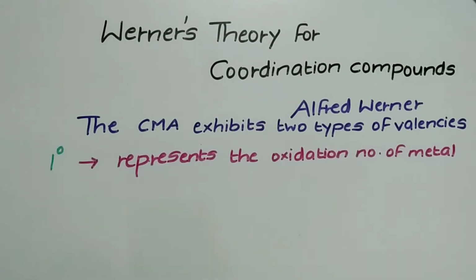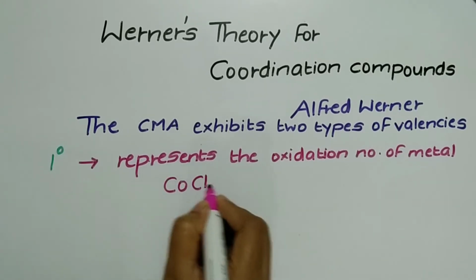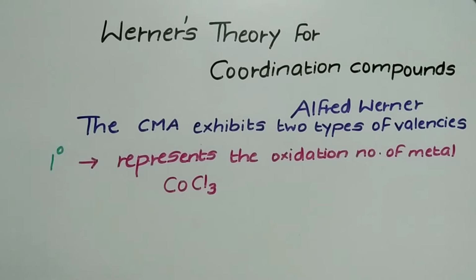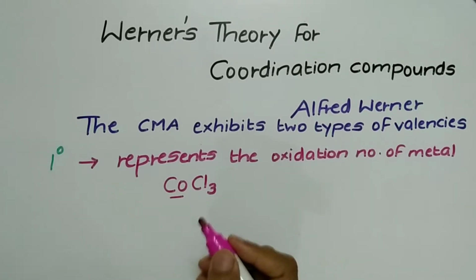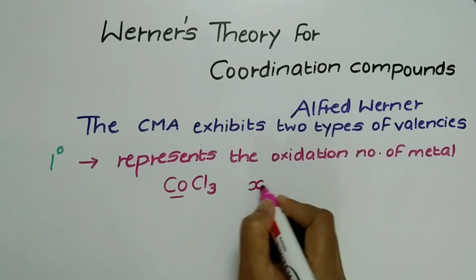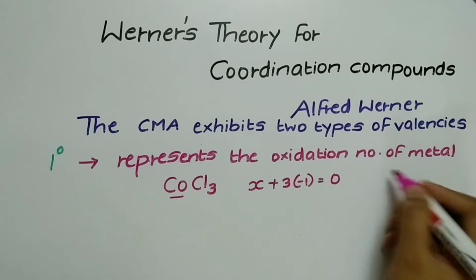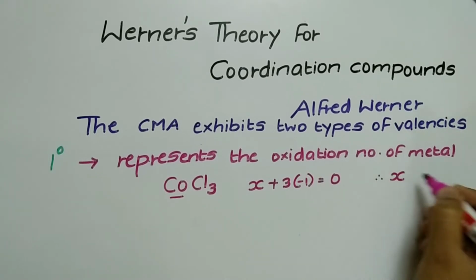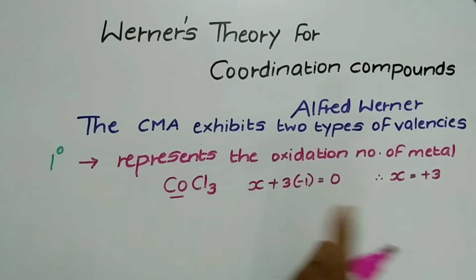For example, if we take the complex CoCl3, the metal here is cobalt. If we find the oxidation state, x plus 3 chlorine, minus 1 each, equals 0. So the oxidation state of the metal is plus 3. For this compound, the primary valency is plus 3.